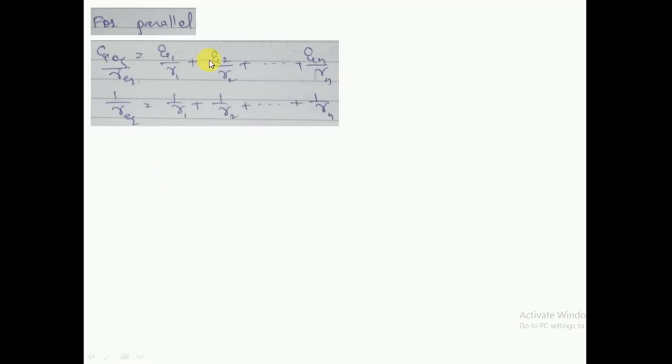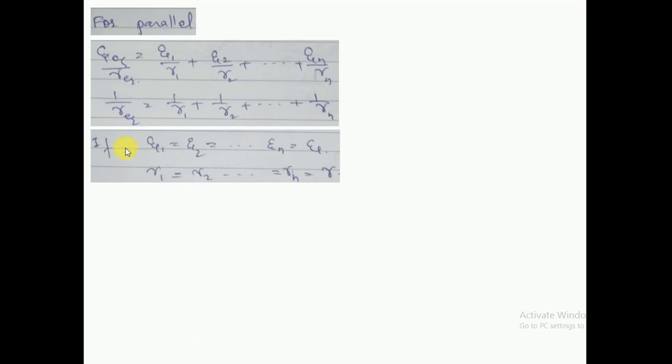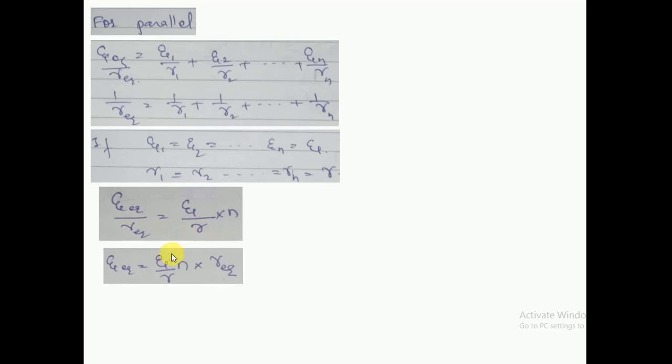I'm starting again for the parallel. So I'm doing the same for the parallel circuit. Your formula is E equivalent by R equivalent, and 1 by R equivalent is 1 by R1 plus 1 by R2. So for n cells, suppose you are taking cells of EMF E and internal resistance r, then E equivalent by R equivalent means you are adding E by r n times, so that is E by r into n. So E equivalent is equal to E by r n into R equivalent.